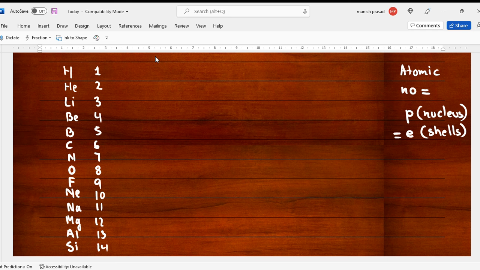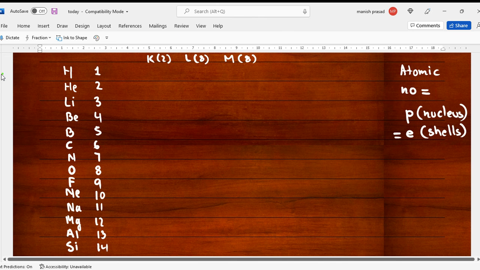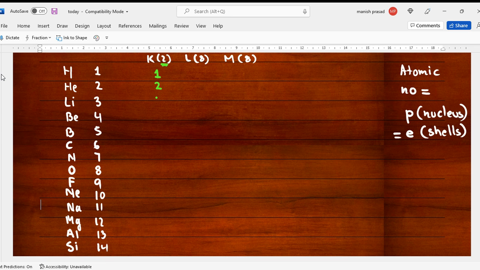Now, we have shells: the K shell, the L shell and the M shell. The K shell can accommodate a maximum of 2 electrons. The L shell can accommodate a maximum of 8. M can accommodate 8. If I write where the electrons are, in the first circle, hydrogen has only 1 electron, so it is 1. Helium 2. Now it is complete. It can take only 2 electrons. Now the third electron, of lithium, would go to L.